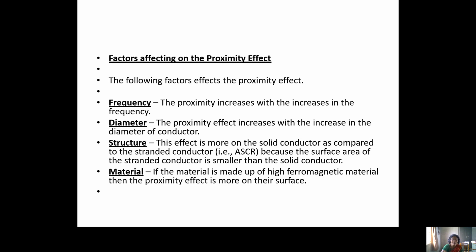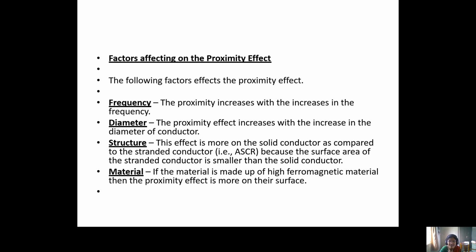Now you have to see the factors affecting the proximity effect. What are the factors? The following factors affect the proximity effect: frequency, diameter, structure, material. All these factors affect the proximity effect. Now we have to see frequency. The proximity effect increases with increase in frequency.